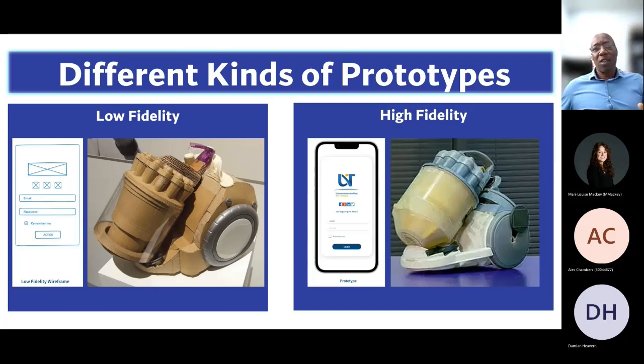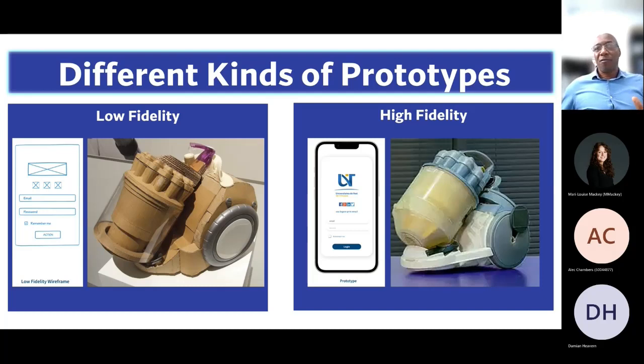It's typically created using advanced tools and materials. It may include the majority or complete mechanical functionality if it's a physical prototype, or realistic graphics, maybe animations and other interactive features if it's a digital product. High fidelity prototypes are often used in the later stages of the design process, after your initial ideas have been tested and refined using the low fidelity prototypes.